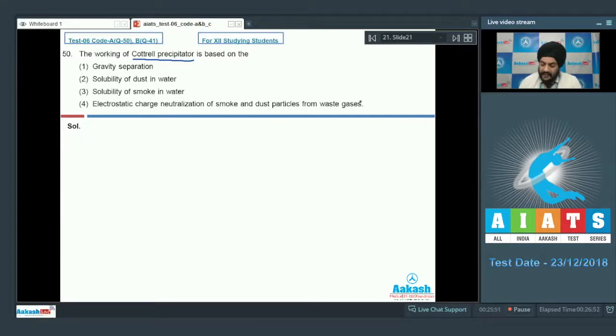What happens is these waste gases or smoke consist of colloidal particles, and these are passed through an apparatus which is called the Cottrell precipitator, which consists of two plates having the opposite charge to the charge present on the smoke particles. So when the smoke particles come in contact with the two plates, it leads to the coagulation of the charged particles and the smoke is thus filtered. So looking at the options, we have to mark option 4 as the correct answer to this question.